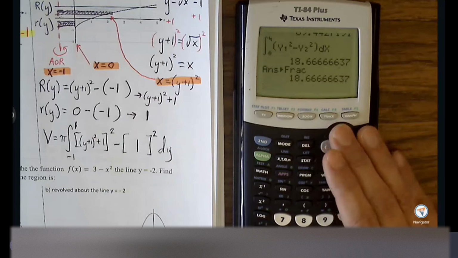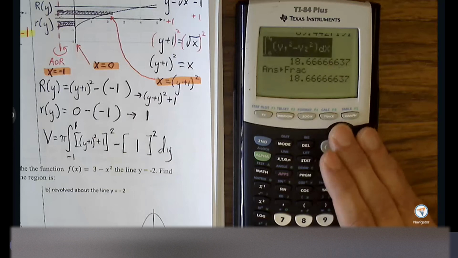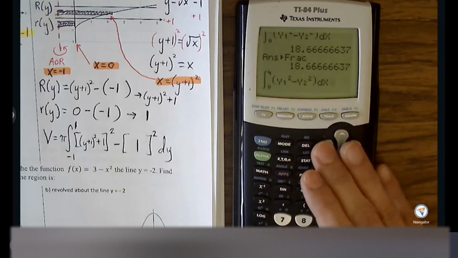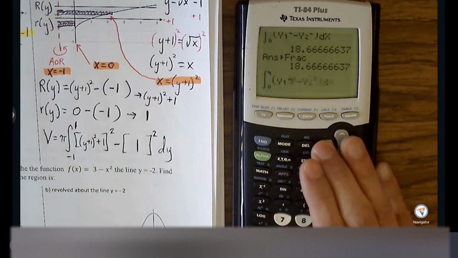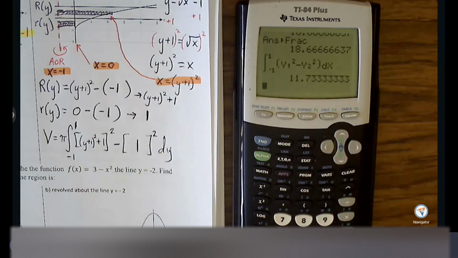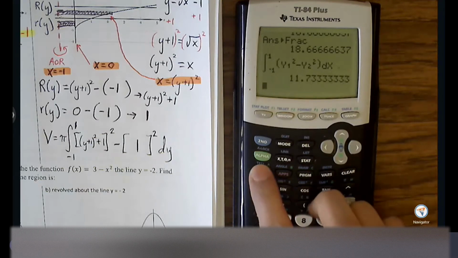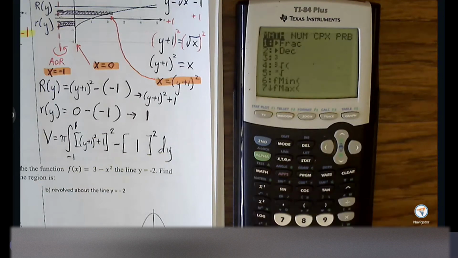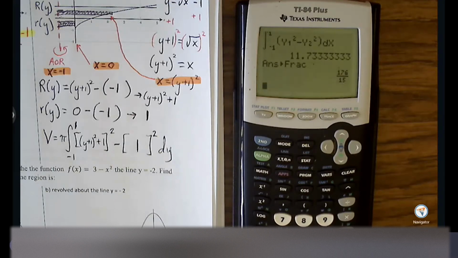Go back to my home screen. Use the function that I used, or use the expression that I used already. Just need to adjust the bounds. Let's see, does it convert to a fraction? It does. So there's my volume.